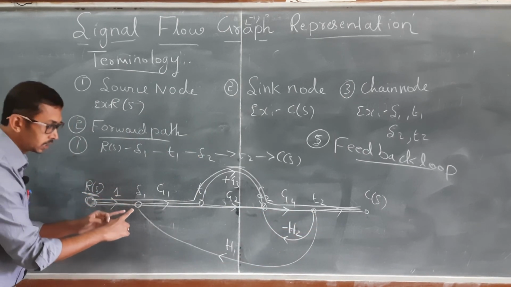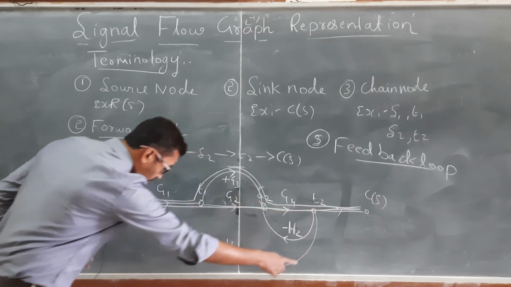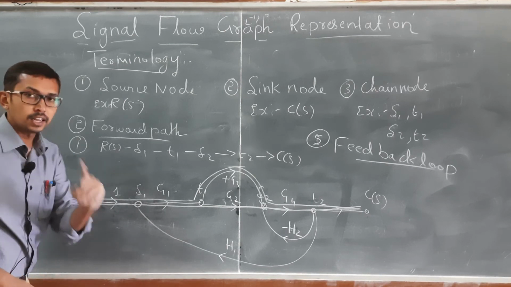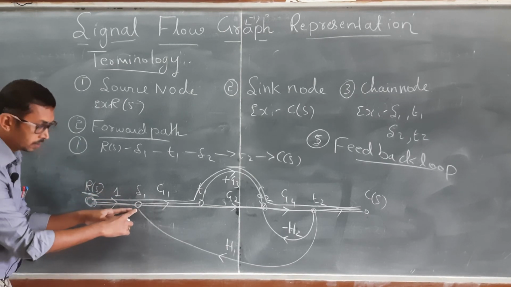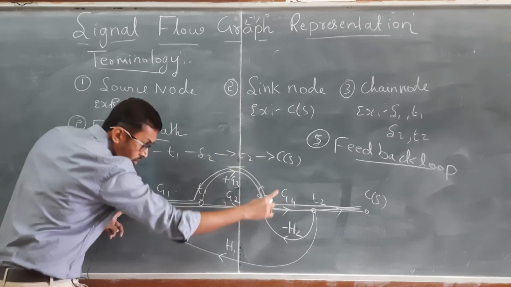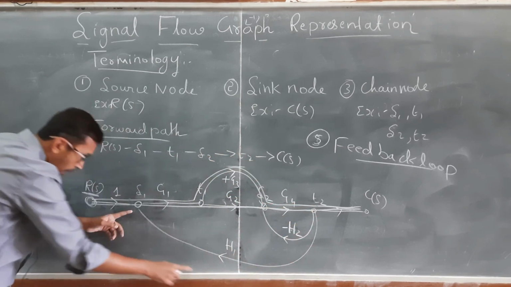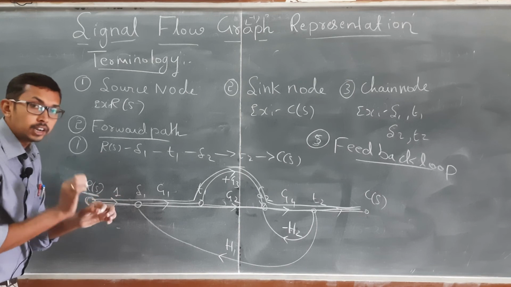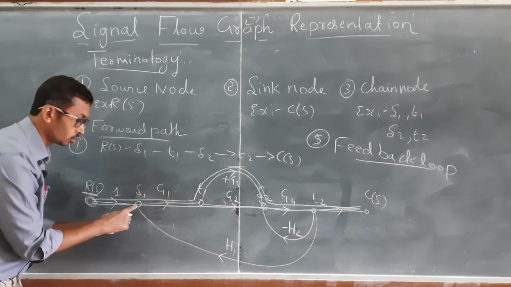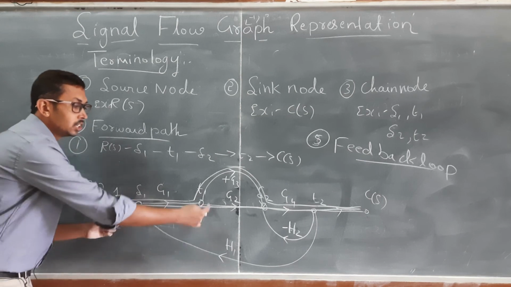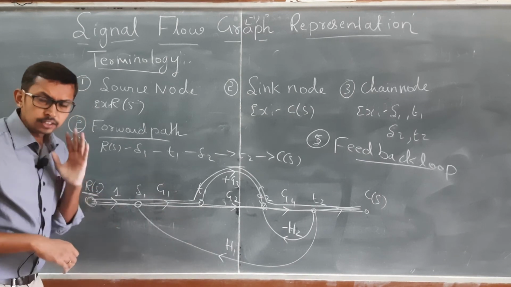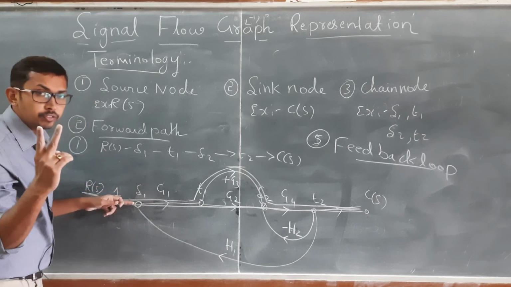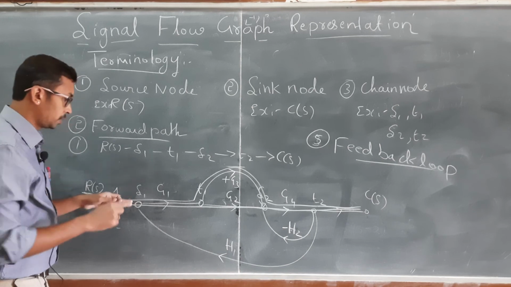Are you getting my point? S1, T1, S2, T2 and back to S1. So this is one feedback loop. There is another feedback loop from S1: S1, T1, going above S2, T2 and back to S1. So this is also another feedback loop. What is the condition? At least it should travel to another node. It is starting from S1, it needs to go to another node and come back. Then only it is called a feedback loop. So from S1 we have two feedback loops.